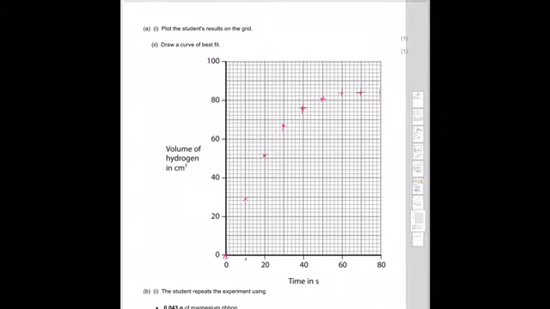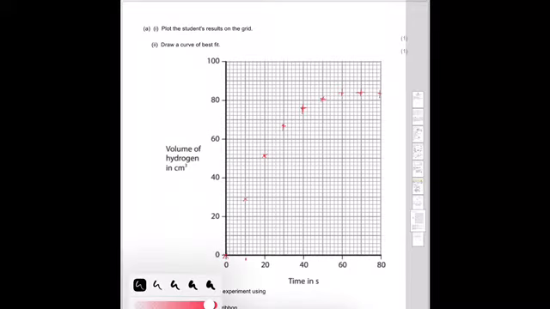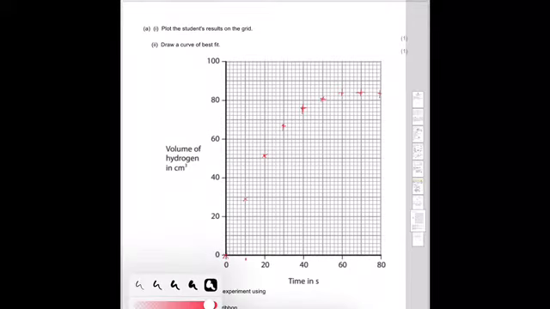Trying to use nice fine crosses or dots. Then we have to draw a half decent line of best fit. It needs to be a smooth curve. It may not be perfect, but it has to be pretty good. That's not too bad. I'll give myself a mark for that one. So there's 2 marks there.